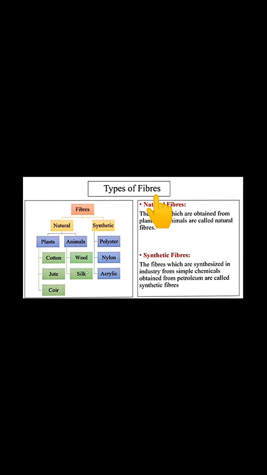Now let's discuss the types of fibers. Natural fibers, the fibers which are obtained from plants and animals, are called natural fibers. Natural fibers can be obtained from plants and animals. Firstly, cotton, jute, coir are obtained from plants, so they are plant fibers. Firstly, we will discuss plant fibers only.